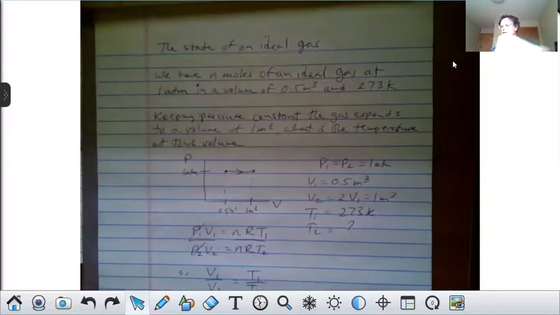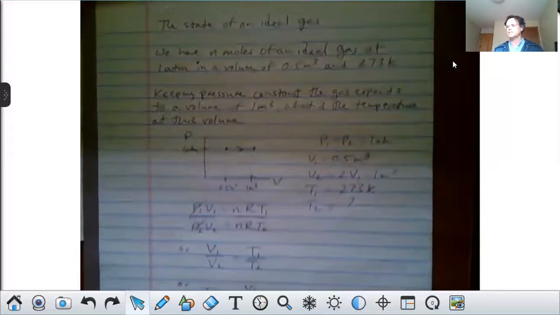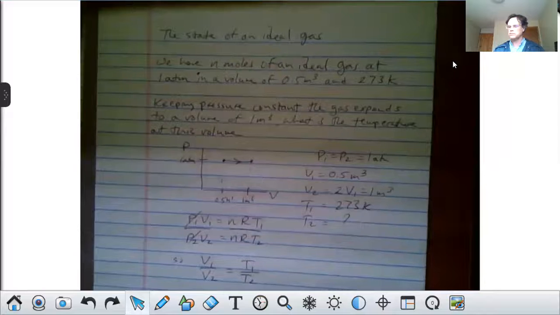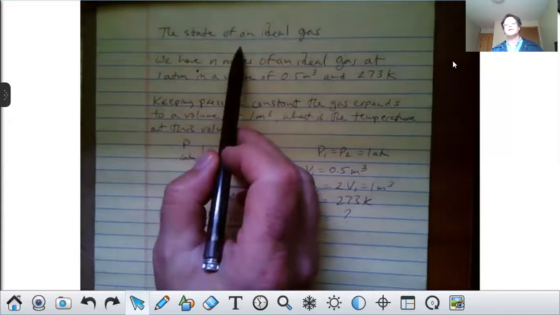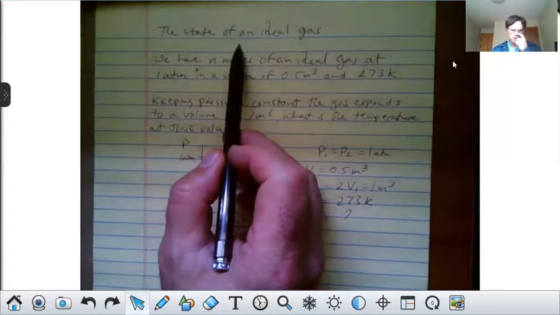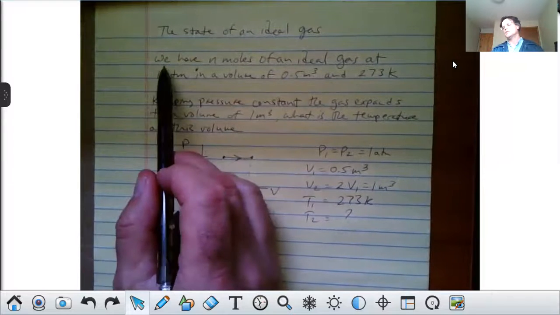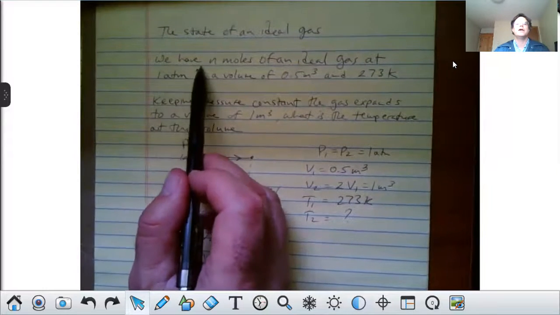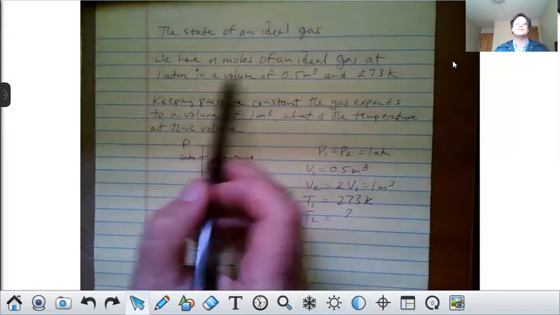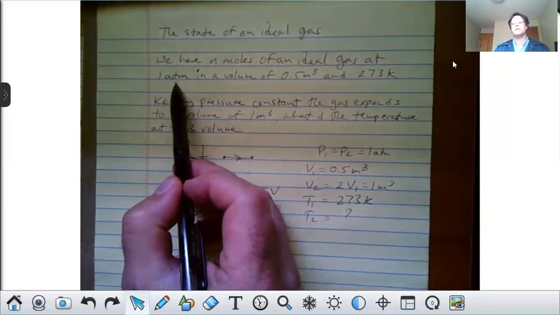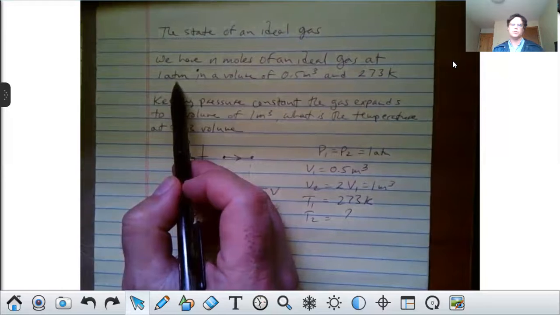So what we're going to do now is use the ideal gas law to maybe answer a question. I've talked about the state of an ideal gas. So if you change the pressure, volume, or temperature, you change the state. And so we might have questions similar to this. Let's say we have N moles of an ideal gas, at a certain pressure, 1 atmosphere. Now, 1 atmosphere is a certain amount of pascals, 1.01 times 10 to the 5 pascals.